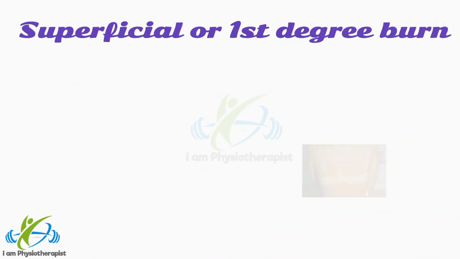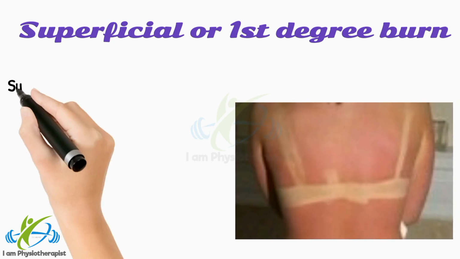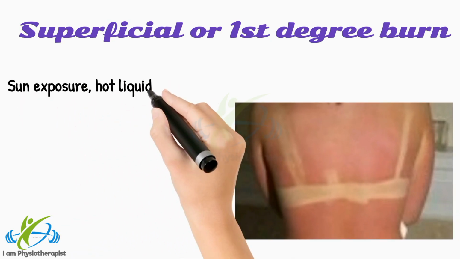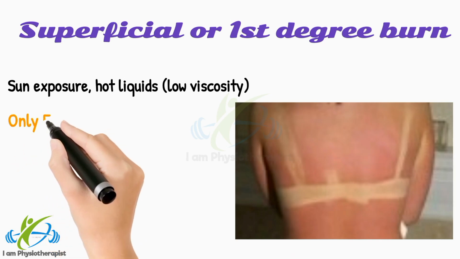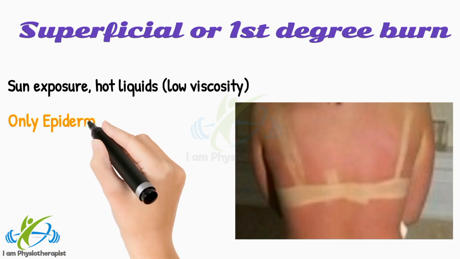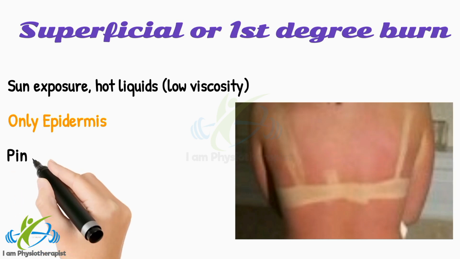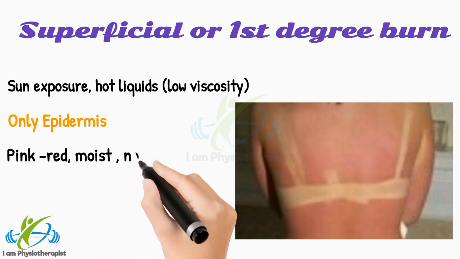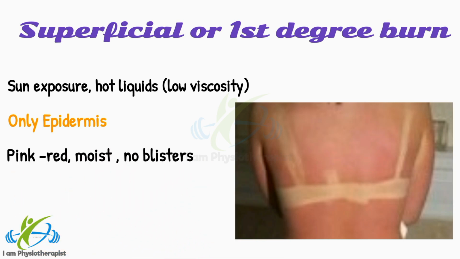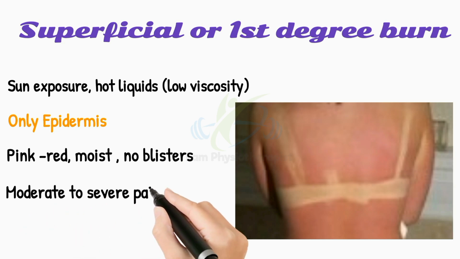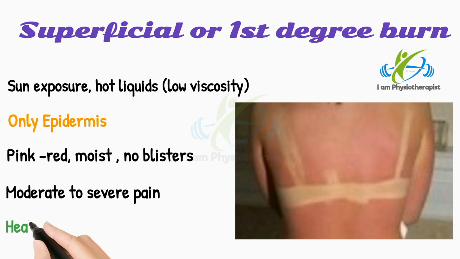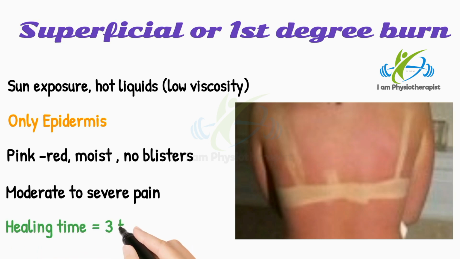Superficial or first degree burn. It is caused by sun exposure, low viscosity, and short exposure with hot liquids. It involves only the epidermis. Its appearance is pink red, moist and no blisters. Moderate to severe pain occurs in superficial burns. Its healing time is almost 3 to 7 days.